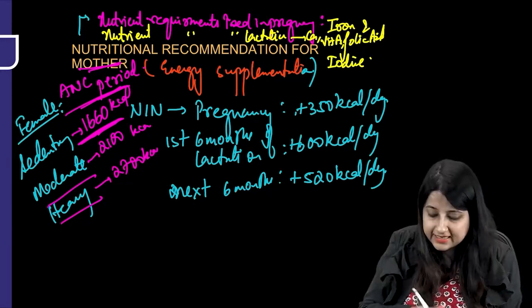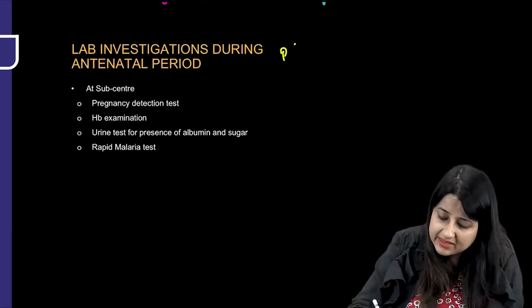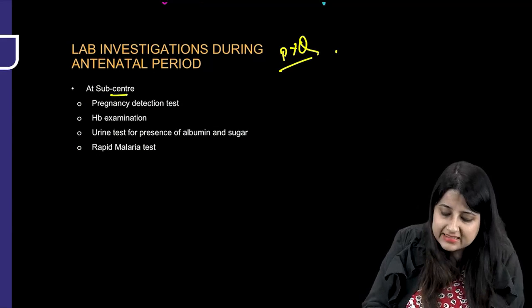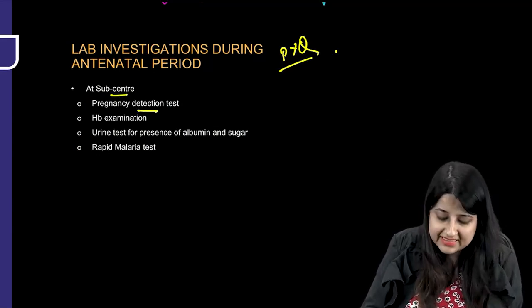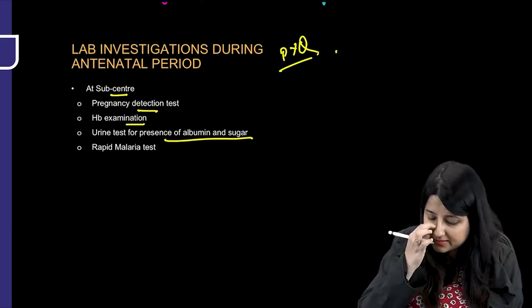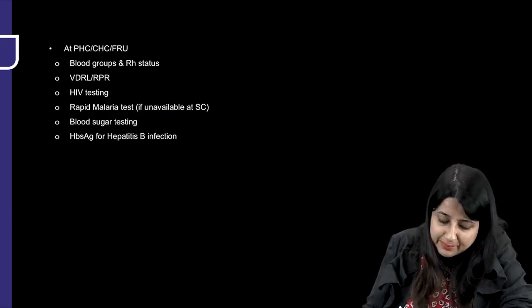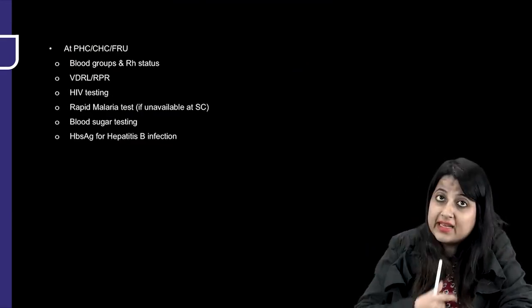Okay, so this is about the antenatal period. What are the lab investigations that can be done? They also come as PYQ. At sub-centers, we can do pregnancy detection test, hemoglobin examination, urine test for presence of albumin and sugar, and rapid malaria test is also being done. But at PHC, CHCs, blood grouping and RH status.